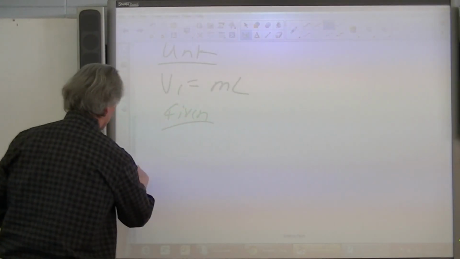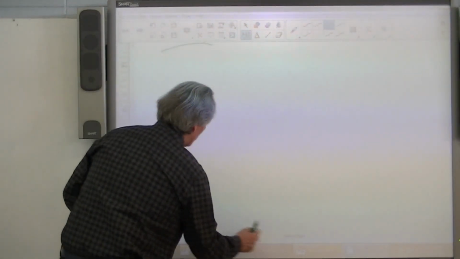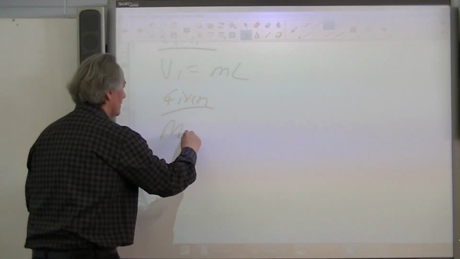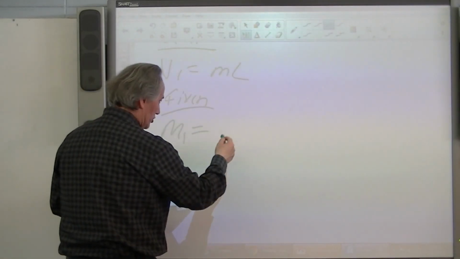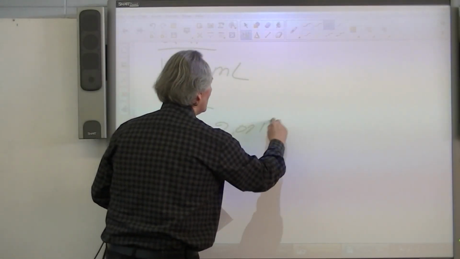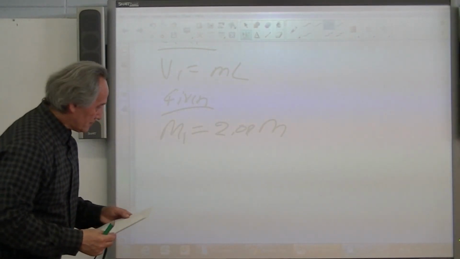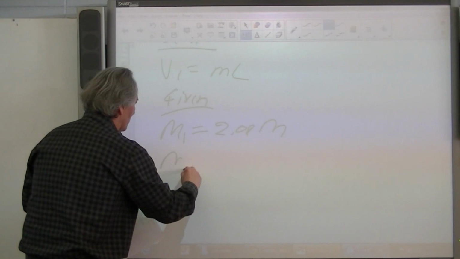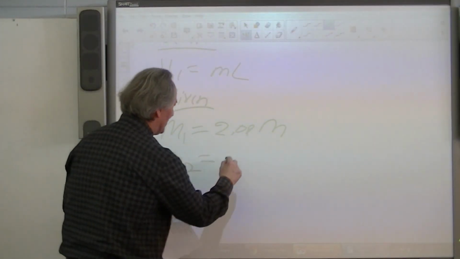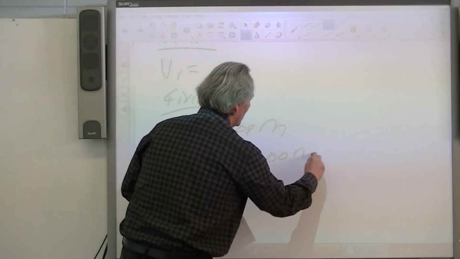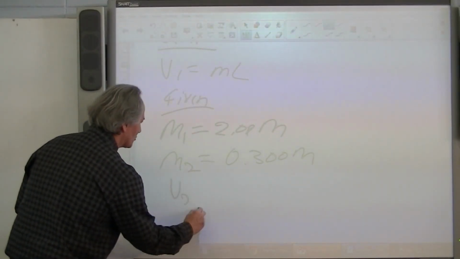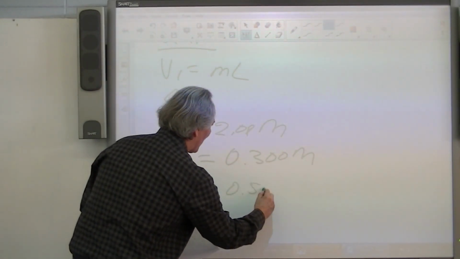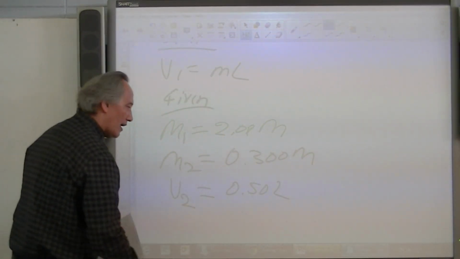We were given the following information. Let's scroll that up a little more so we can have a little room to work. We were given the molarity of the concentrated solution, or stock solution, which was a 2.00 molar solution. Note we are looking for the V1. We were also given a molarity of the dilute solution, which happened to be 0.300 molar, and hence we were also given a volume of the dilute solution, which in this case was 0.50 liters.